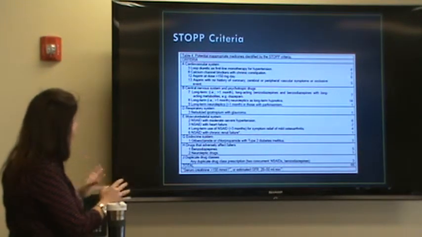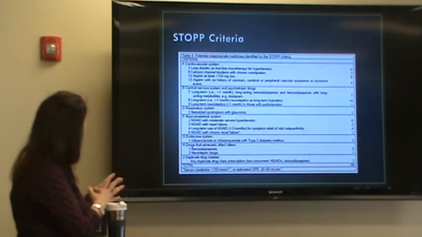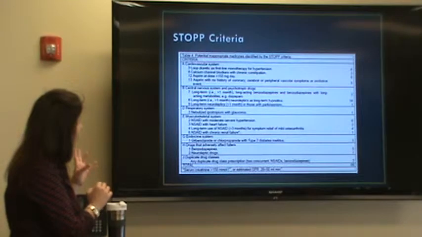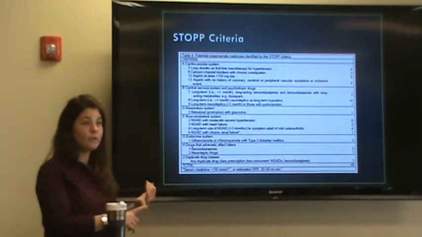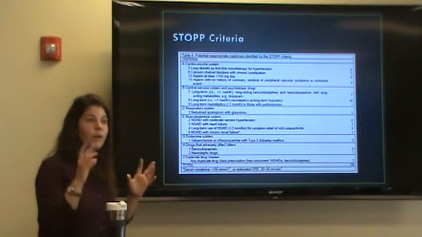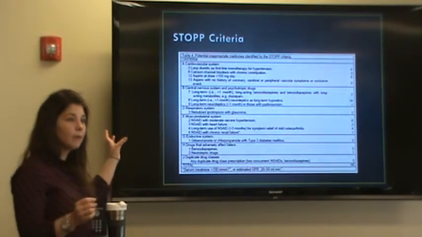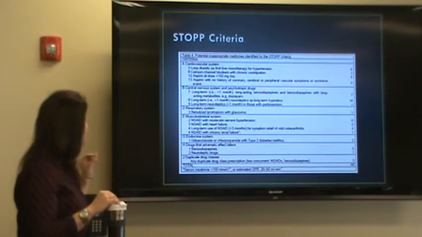So this is the STOPP criteria, so medications that you're taking that maybe you shouldn't be on. Loop diuretic as first-line therapy for hypertension. We just talked before about how elderly patients are more sensitive to loop diuretics. They're going to be more likely to have electrolyte imbalances or dehydration. So if you're treating hypertension, loop diuretics like Lasix or Demadex probably aren't the best first-line agent.